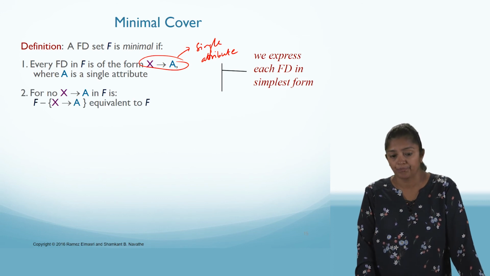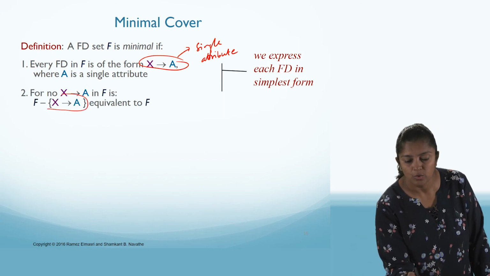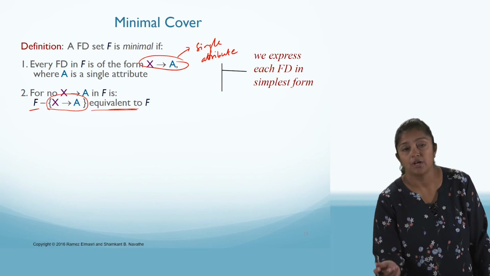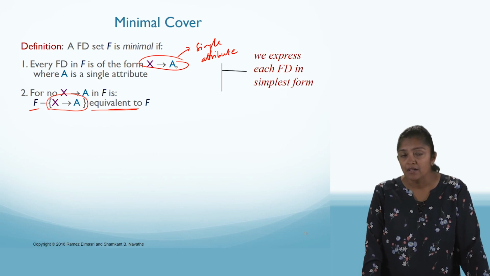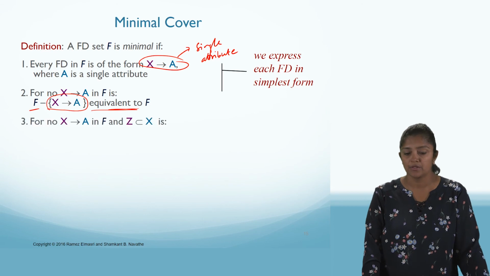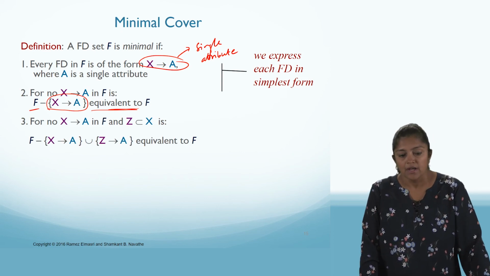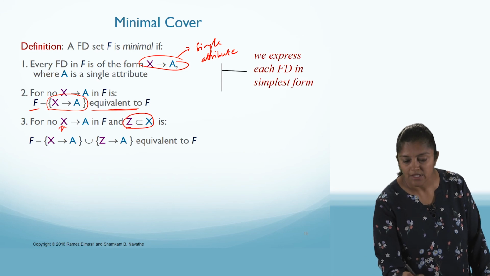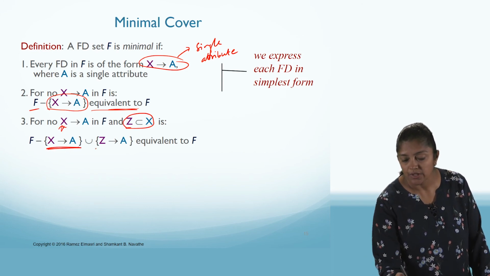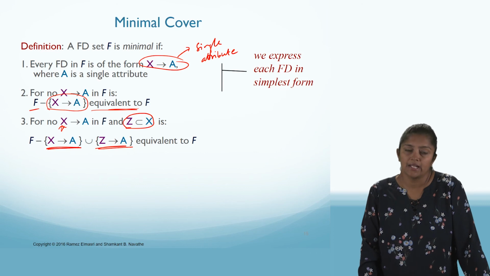The second rule: for no FD X determines A in F, if you remove it from F, should the result still be equivalent to F. So if there is no functional dependency in the set whose removal still leaves it equivalent to F, then that's considered a minimal cover. The third rule is that for no FD X determines A in F, and Z being a subset of X, if we replace X determines A with Z determines A and we still end up with an equivalent F set, then that's considered a minimal cover.